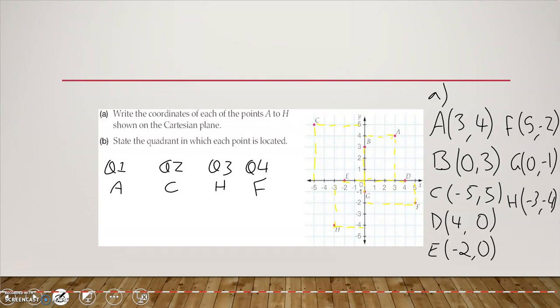So B is both positive for x and y, so that's in quadrant 1. E is a negative x value but a positive y value, so that's sitting in quadrant 2. G is a negative y value but a positive x value, so that's sitting in quadrant 4. And D has a positive x and positive y value, so that's going to be in quadrant 1.